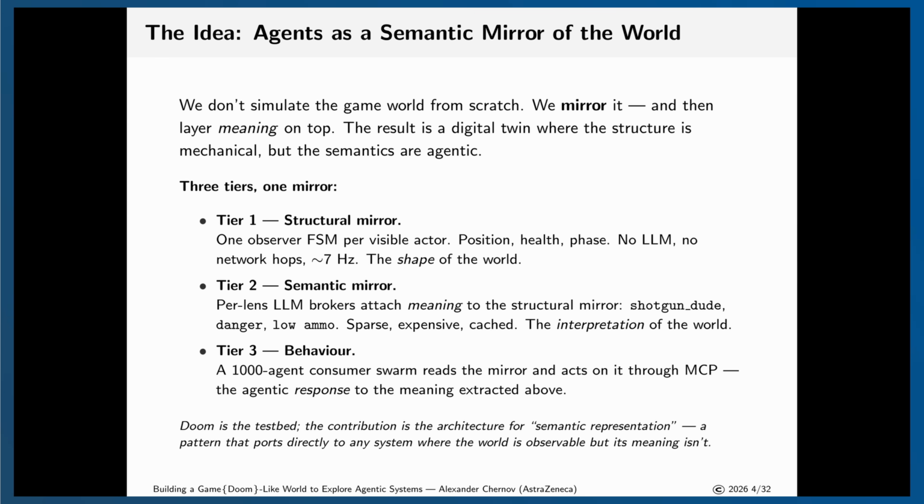Tier 2 is the semantic mirror: a small number of per-lens LLM brokers that attach labels like shotgun, danger, low ammo, and so on. Sparse, expensive, cached. This is our interpretation of the world. Tier 3 is behavior: a swarm of 1,000 agent consumers. Not necessarily all of them run an LLM, but they're all related to reasoning. The swarm reads the mirror and acts through the MCP. The contribution isn't the Doom. The contribution is the architecture: how we build it and how we make it work.